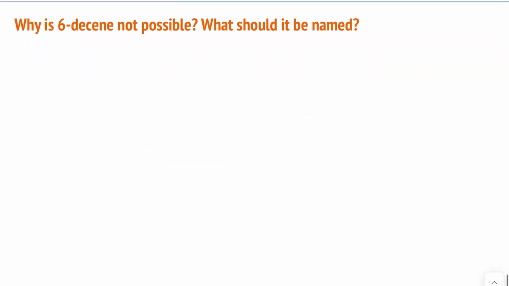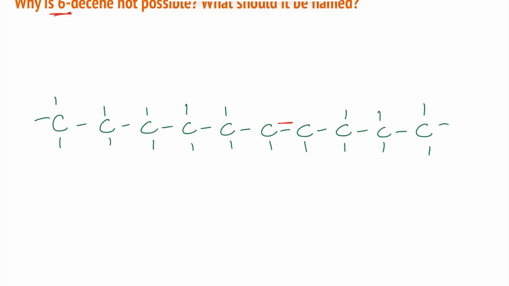All right, take a minute, maybe try this one on your own. Why is 6-decene not possible, and what should it be named? I'm going to go ahead and pause and I'm going to draw this out. Why is 6-decene not possible?